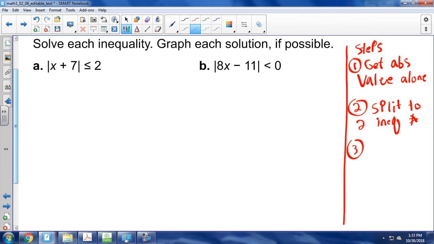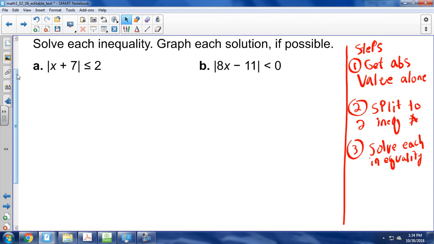And then this is not going to be new, really. Solve each inequality, right? Solve each inequality, which could be pretty straightforward. It could be a compound inequality. It could be kind of crazy. And step 4 is optional: graph, depending on whether it says it. So let's just talk about step 2 as the most important step. That's the only thing that's new. Everything else is okay. So I'm going to do that in red.